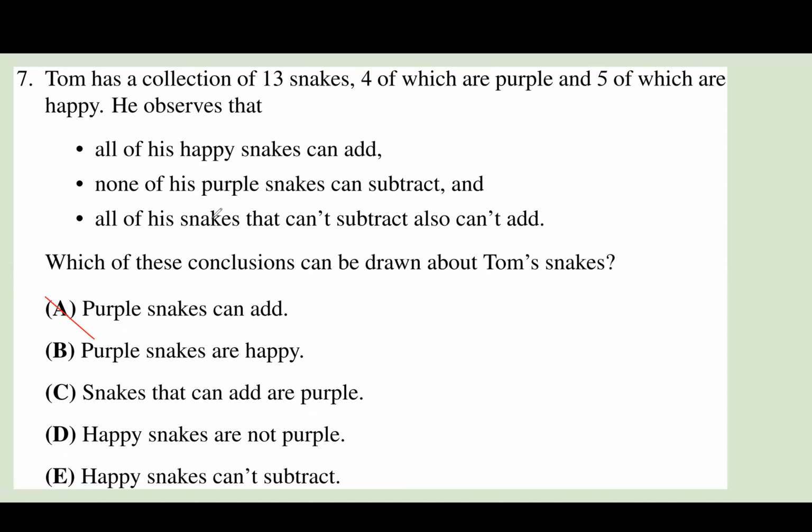Now, one thing that's kind of useful to know is that if you look at the third condition, it says all of his snakes that can't subtract also can't add. So another way to think of that is: can't subtract implies can't add. If a snake cannot subtract, then that snake cannot add. That's called a conditional statement. You have if P then Q.